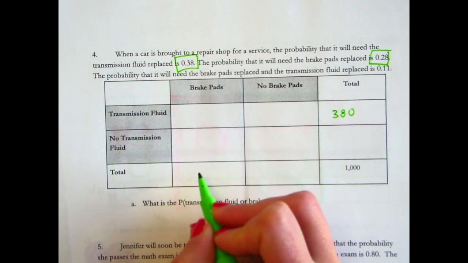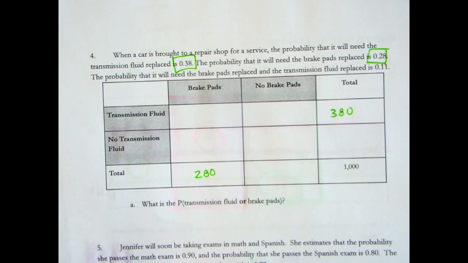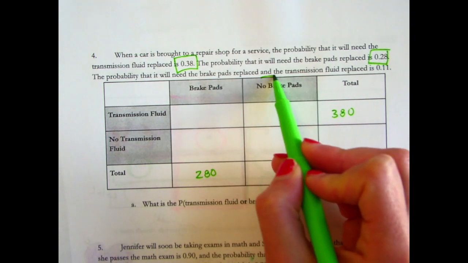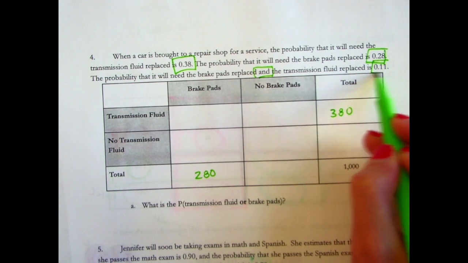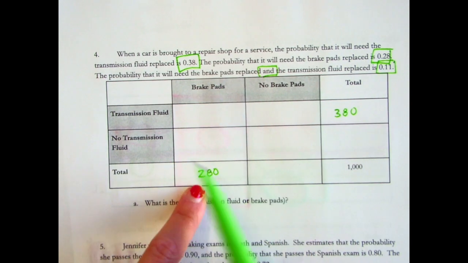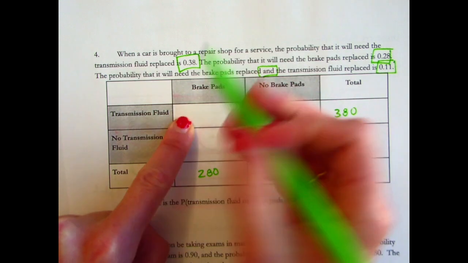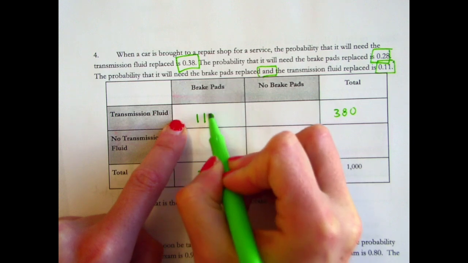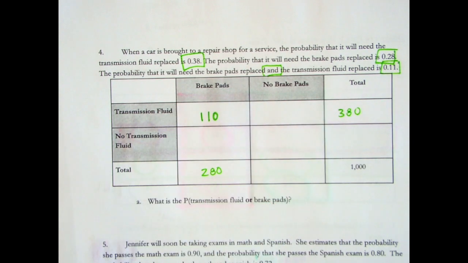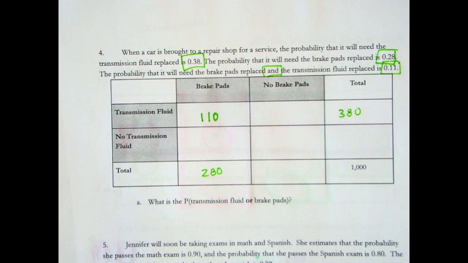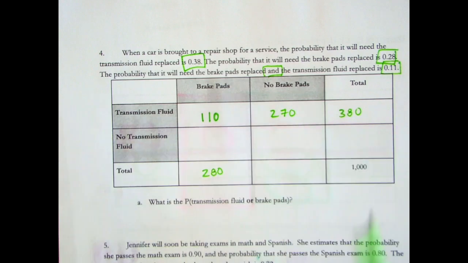Okay, so now I can subtract to fill in the rest of the table. 380 minus 110 is 270. 280 minus 110 is 170. 1,000 minus 380 is 620. 620 minus 170 is 450, and then 270 plus 450 is 720.